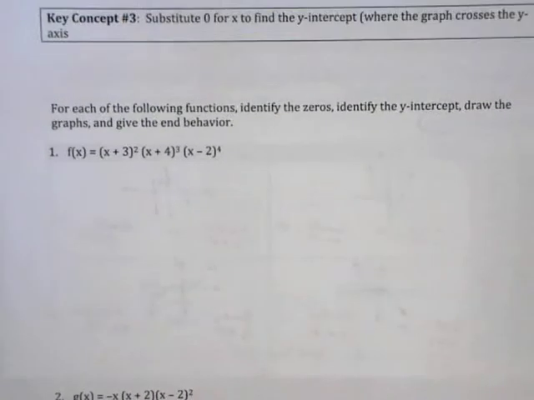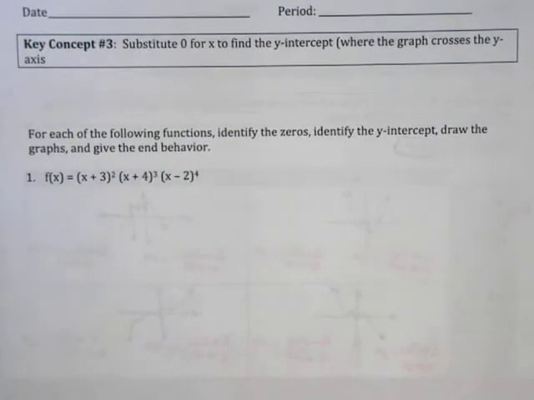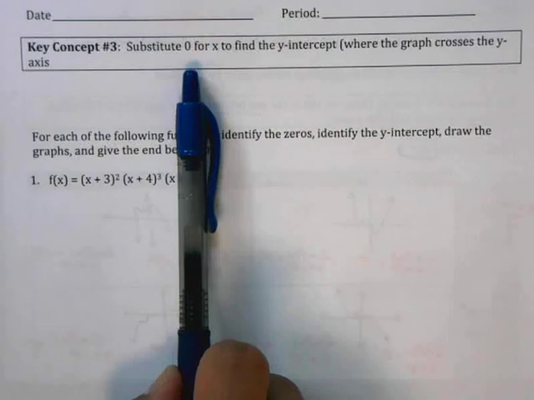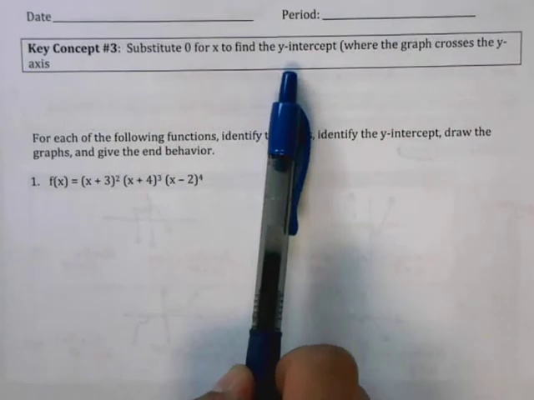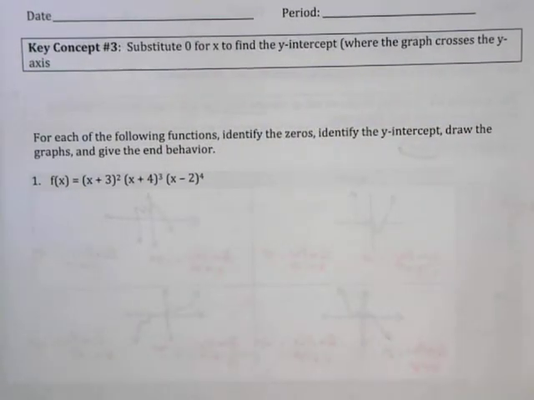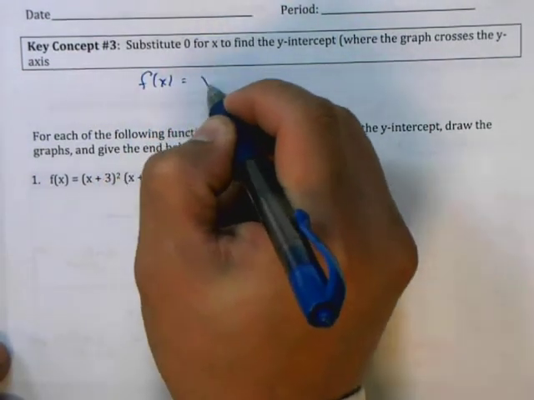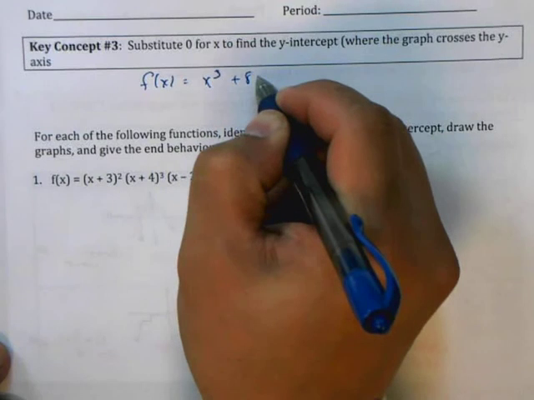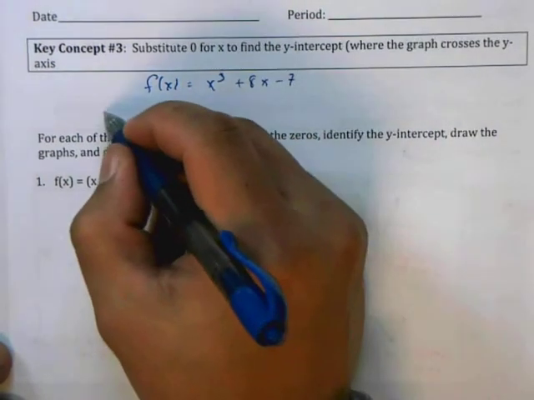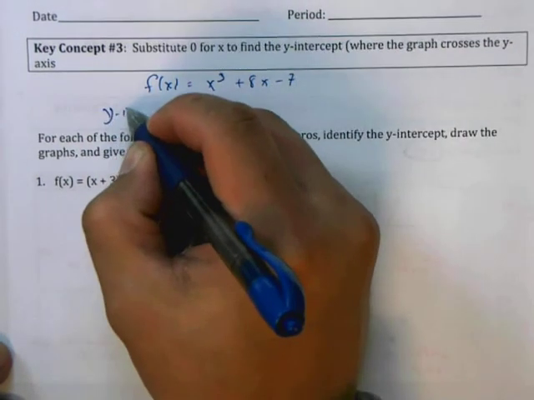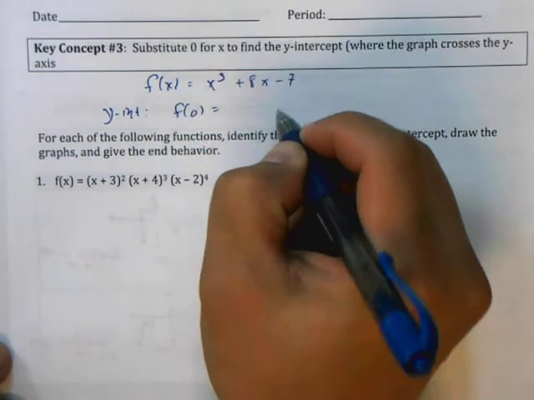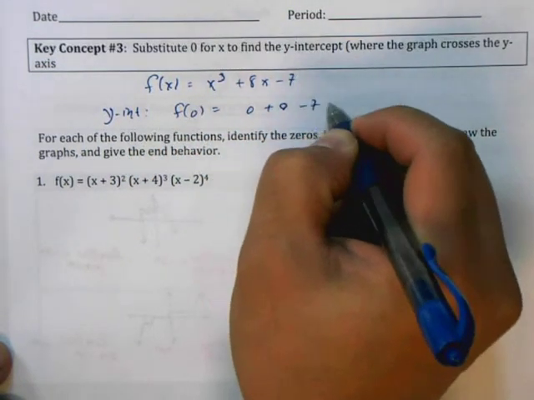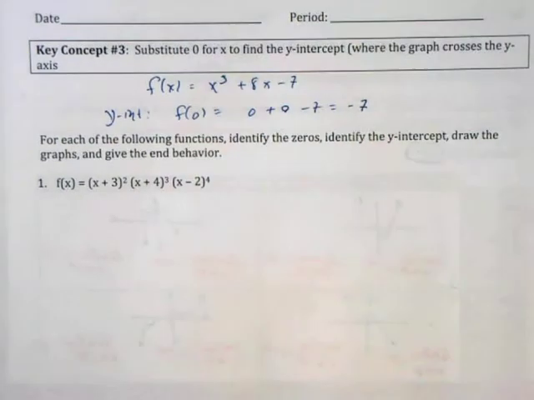Now, let me introduce, or this is really just a review, key concept number 3: substitute zero for x to find the y-intercept, where the graph crosses the y-axis. So for example, this just means if I have a function f of x equals x to the third plus 8x minus 7, the y-intercept is just f of 0, which gives me 0 plus 0 minus 7, which is negative 7. So that's all this concept is really saying.